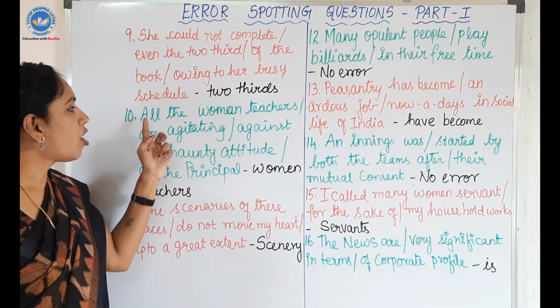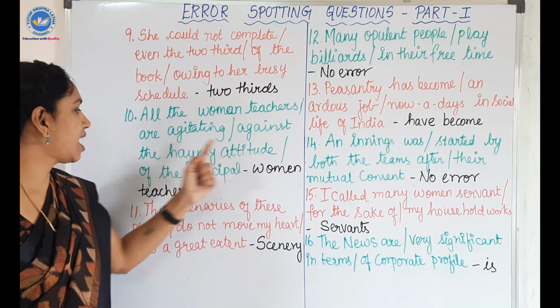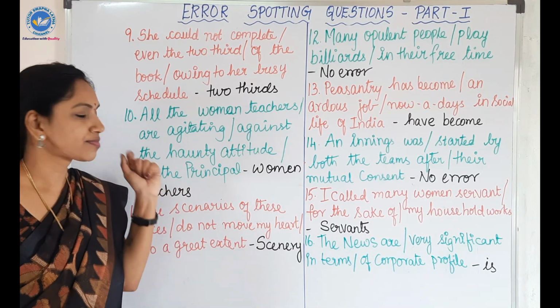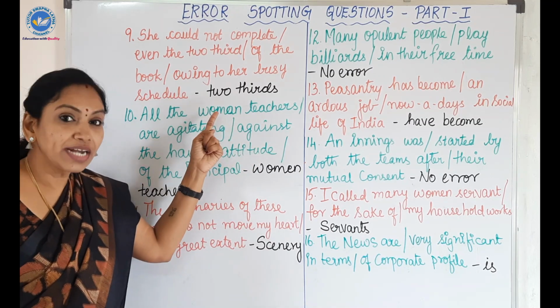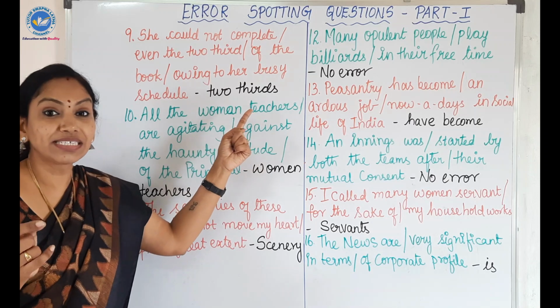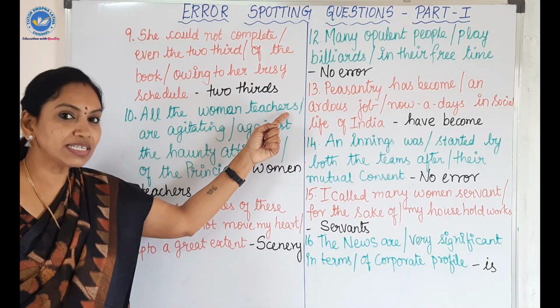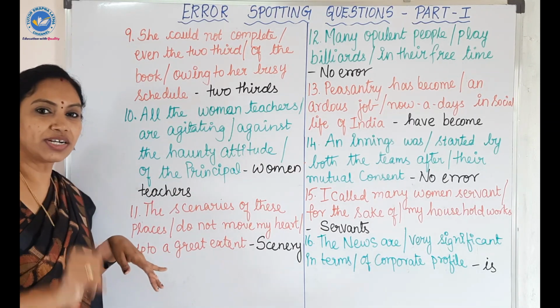Again, I'll repeat. All the women teachers are agitating against the haughty attitude of the principal. Okay. So, now women teachers. If you are writing woman, you have to write teacher. But here all is given. So, it is plural only. If teachers has to come, here you have to change it as women. Okay, that's your 10th question.